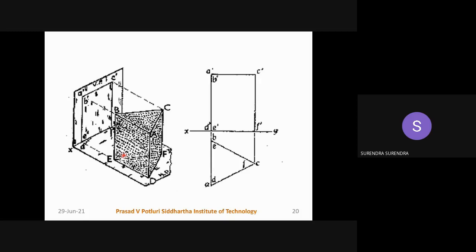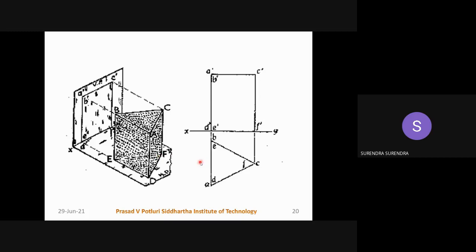Take a triangular prism. Can any one of you specify its position based on the axis? Based on the axis, can you tell its position? How is the axis of the prism? Axis means the imaginary line joining the center of the base to the center of the top. The imaginary line joining the top center and bottom center. So here the axis is perpendicular to the ground and parallel to the vertical plane.